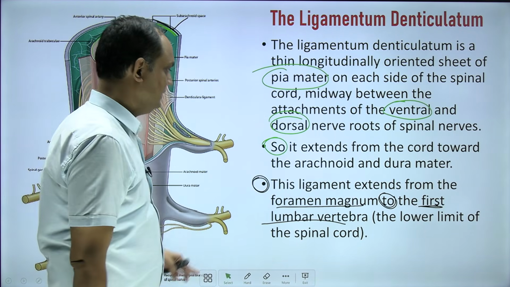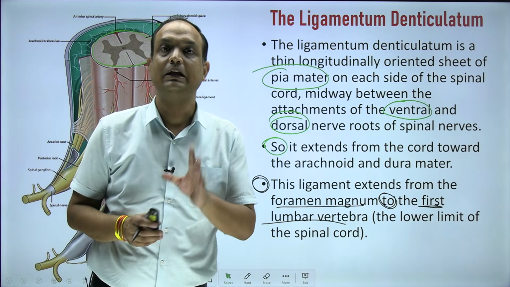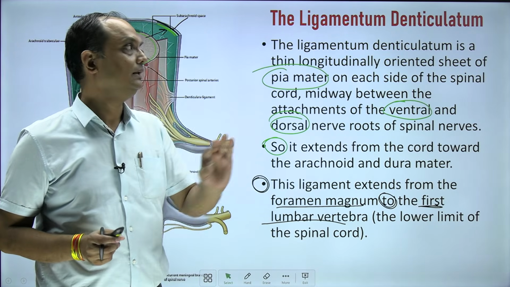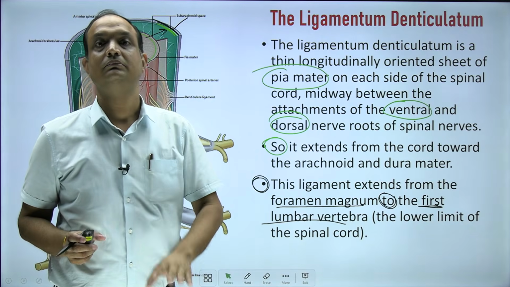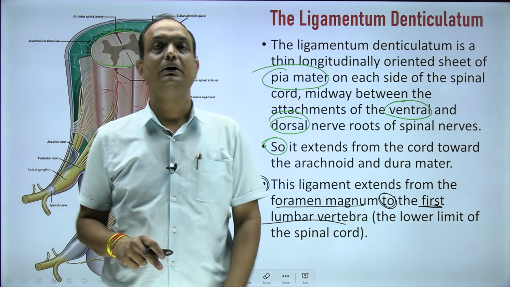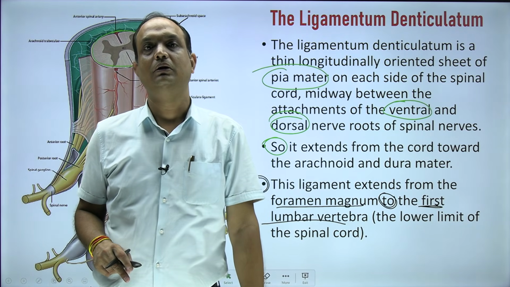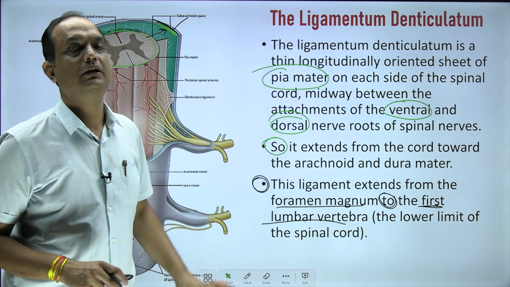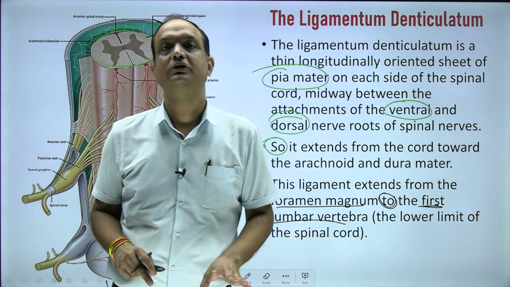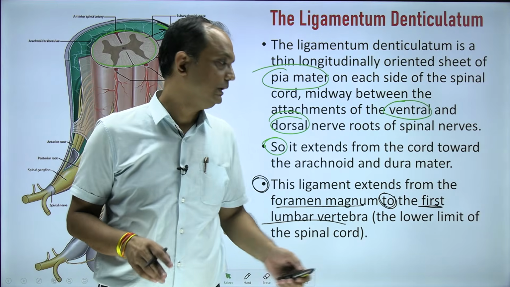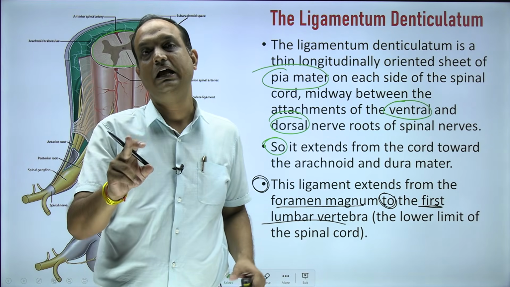Now my dear students, always keep this in your mind: ligamentum denticulatum is not present in the complete length of the vertebral column. These ligamentum denticulatum are present till the conus medullaris, that means the lower end of the spinal cord at the level of L1.